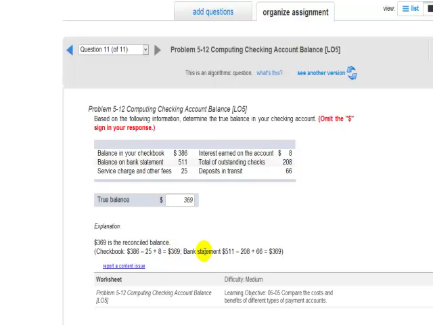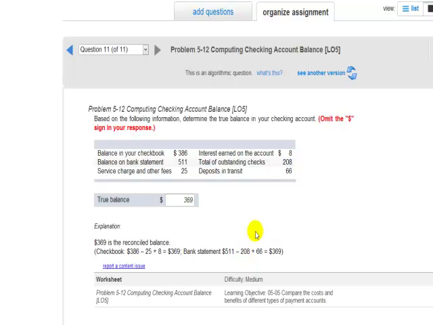We'll do the same thing with the bank statement. The bank statement right now says $511, but we know there are some things that the bank statement doesn't know about that we need to adjust for. For example, we have outstanding checks, that is checks that we've written, of $208 that came out of this checkbook balance that we've already subtracted, but the bank doesn't know about them yet. So we need to subtract those from the bank statement balance.